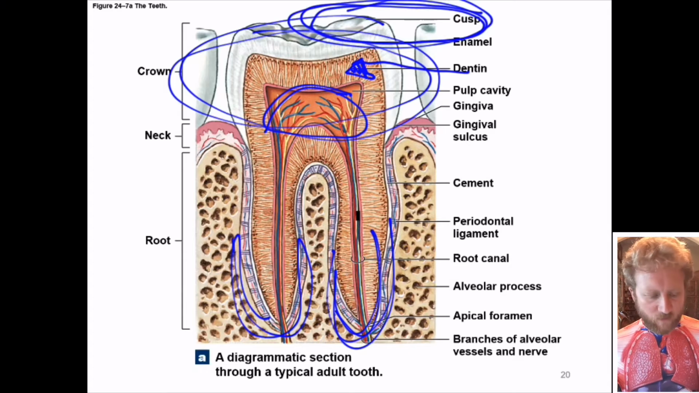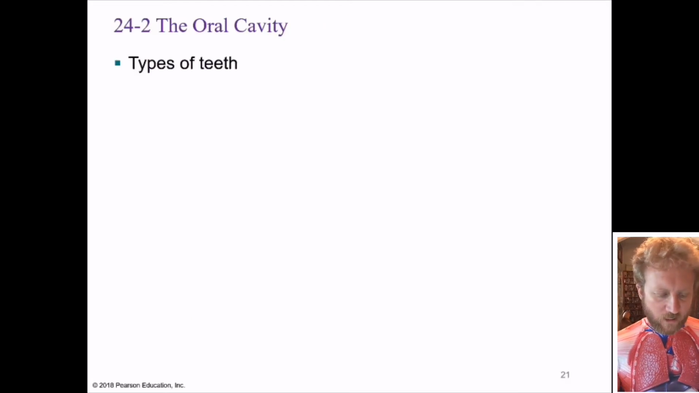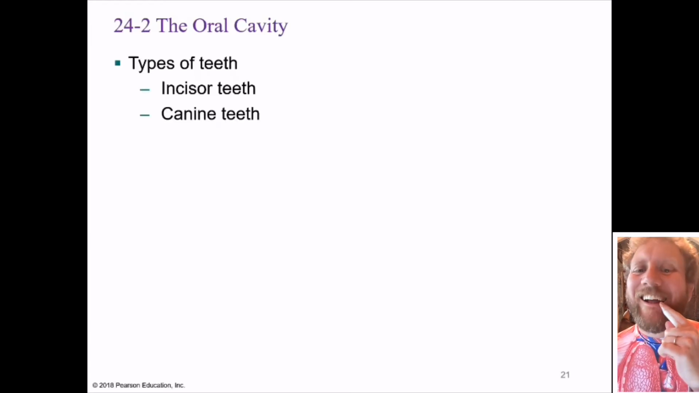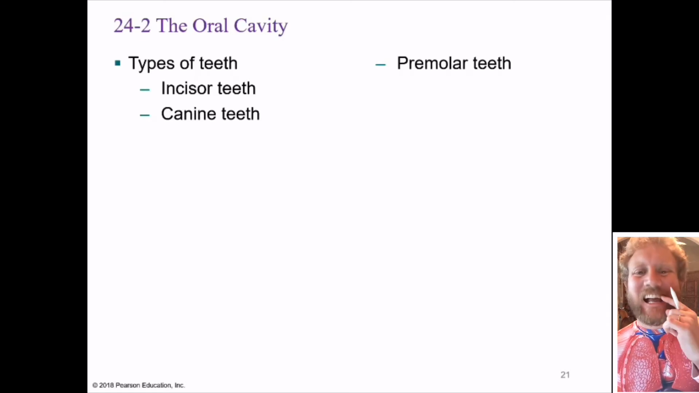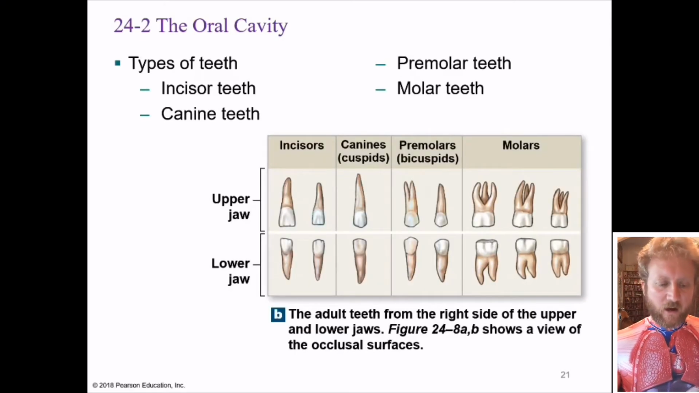Keeping on. We've got different types of teeth. So we've got 4 types of teeth. The first one is your incisor. Those are your front teeth. Then you've got your canines. Those are the pointy teeth on the side here. You got your premolars, kind of these ones, and then your molars, which are in the very, very back.